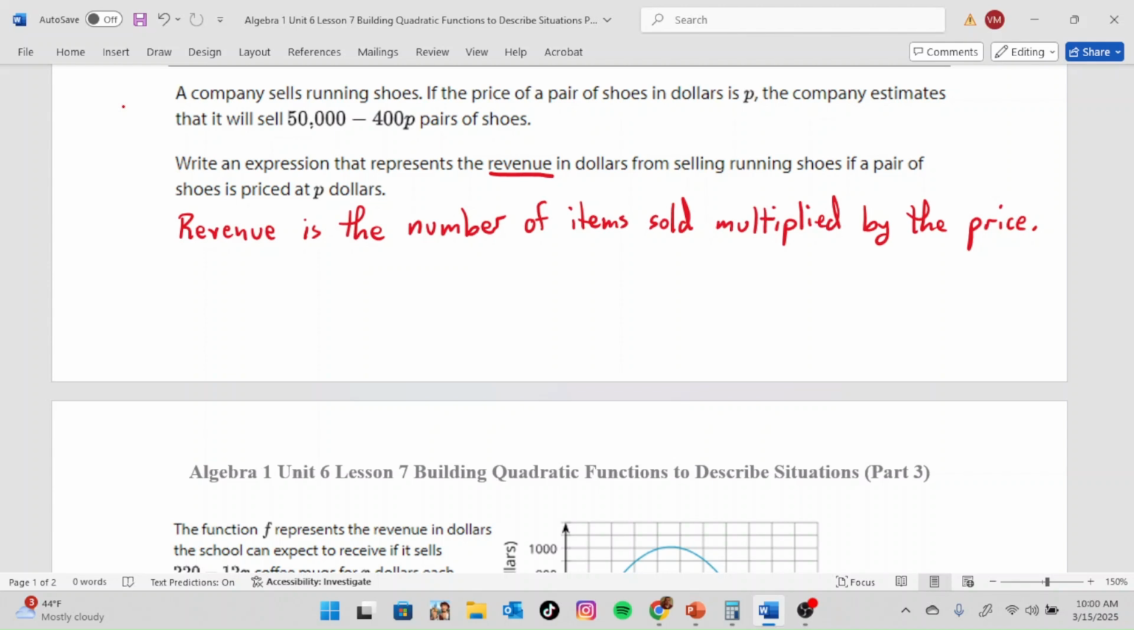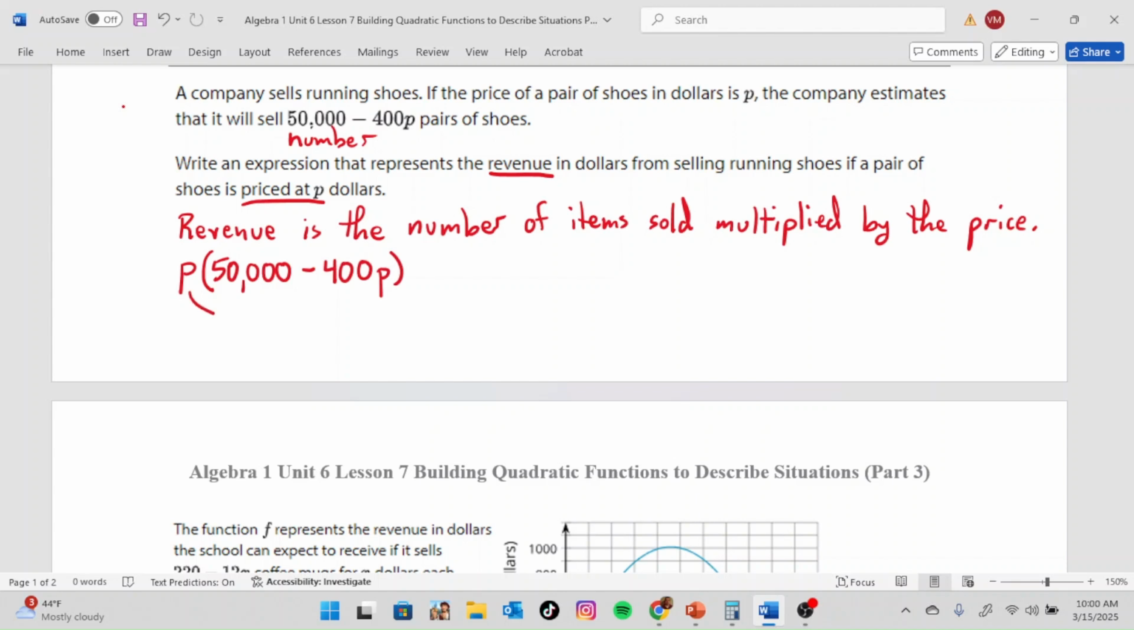So right now, we know that the number of items sold is going to be represented by this equation up here. And we know that the price is going to be represented by P. So what we can do is take P and multiply it by 50,000 minus 400P.